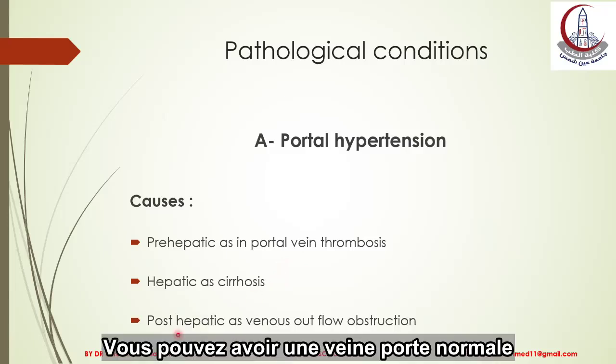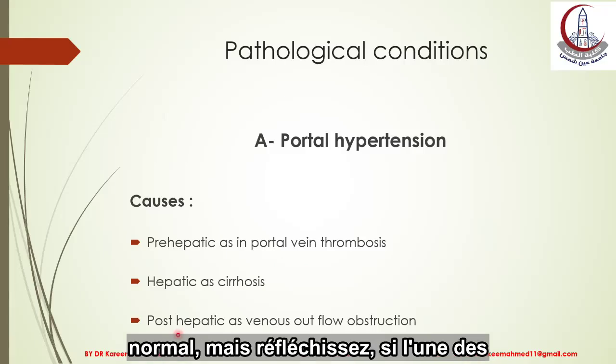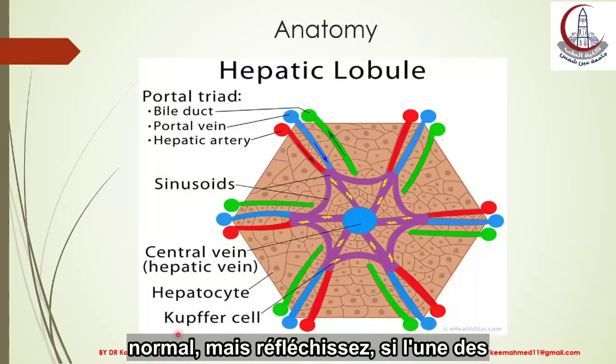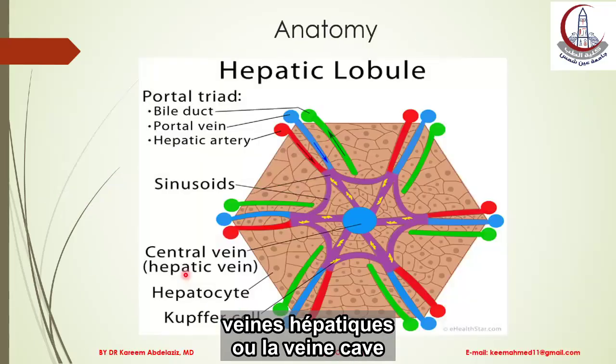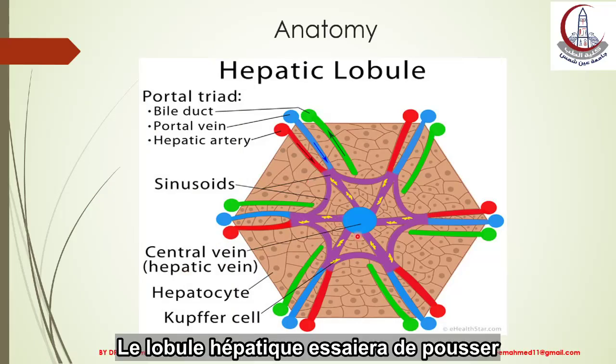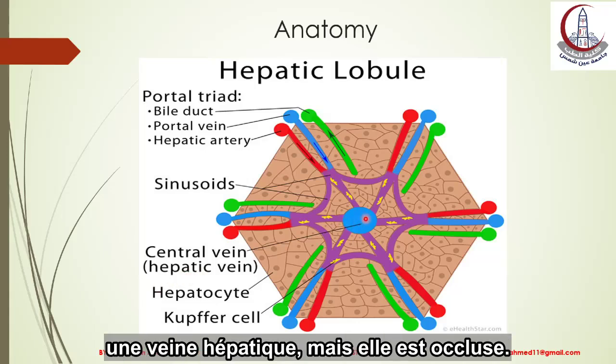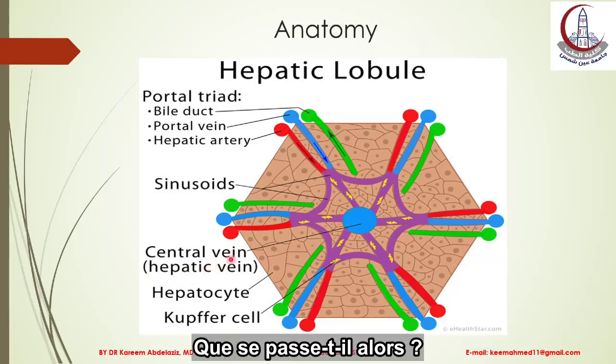Okay. The last scenario, you may have a post-hepatic cause. You may have a normal portal vein with no thrombus. You may have normal liver, but just think, if one of the hepatic veins or the inferior vena cava itself is occluded, what will happen? The hepatic lobule will try to push the blood into the central vein, which is the hepatic vein, but it's occluded. So what will happen?